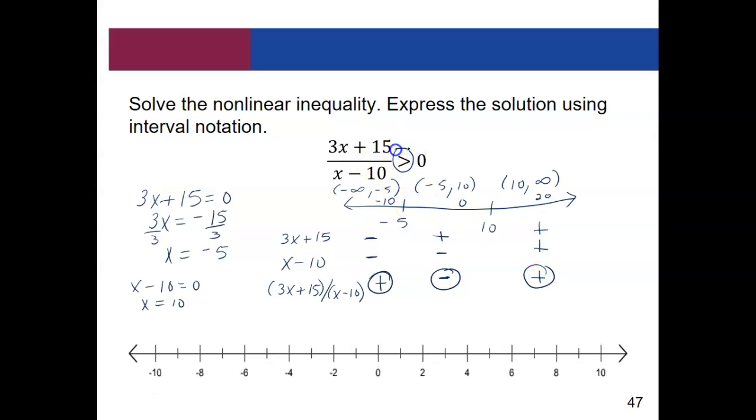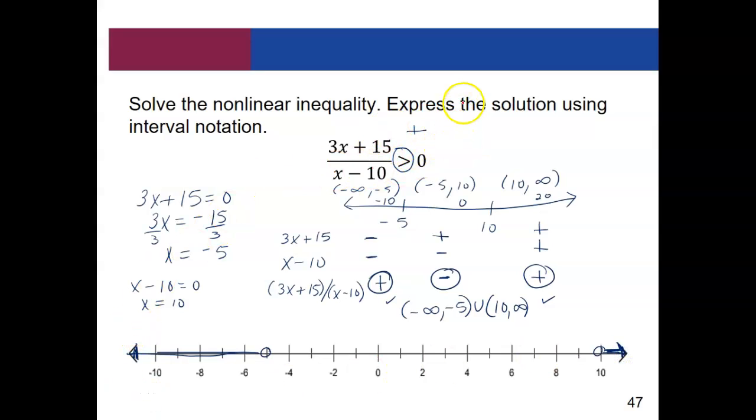This one is greater than, so I'm looking for the positive region. So that's going to be this one and this one. And I don't have a bar underneath here, so I really don't have to worry about whether to include my cut points because they're not included anyway due to this. And so I'm going to give my answer as -infinity to -5, union that with 10 to infinity. So my answer as far as the graph goes, I'm going to have an open circle and sketch back this direction. And then I'm going to have 10 and go in this direction.